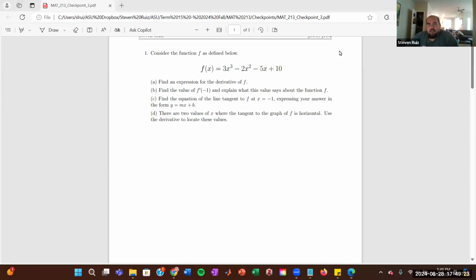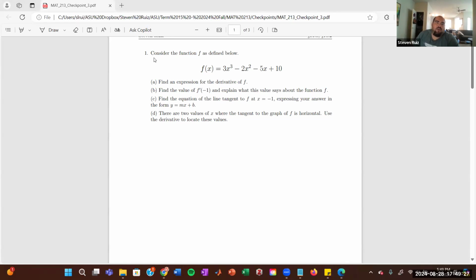All right, let's go ahead and look at the questions from checkpoint number 3. So for question 1, we're looking at this function here. So let's just take it piece by piece. First, I want to find an expression for the derivative of this.